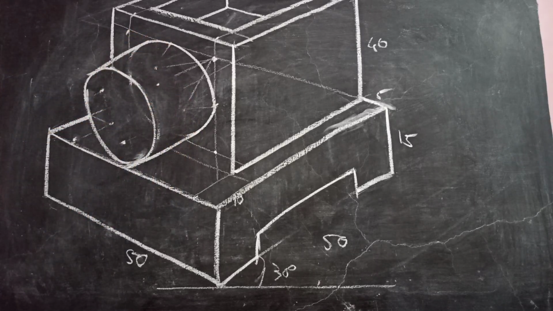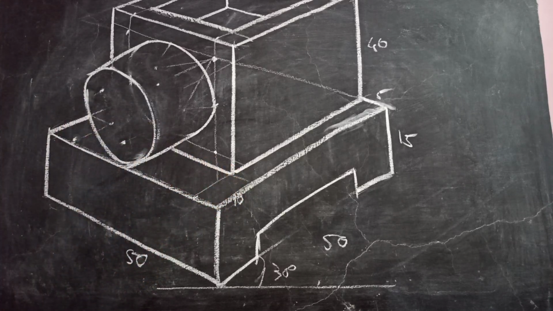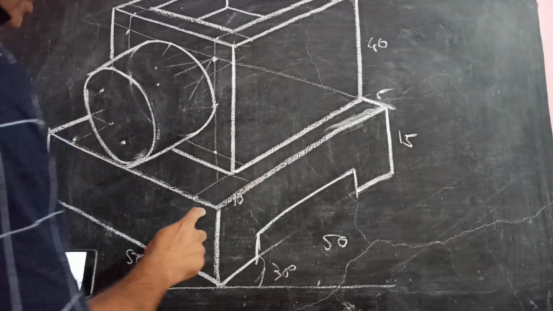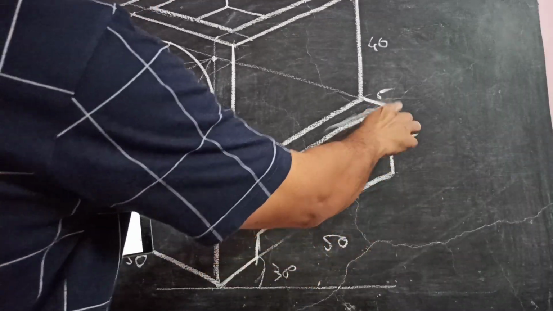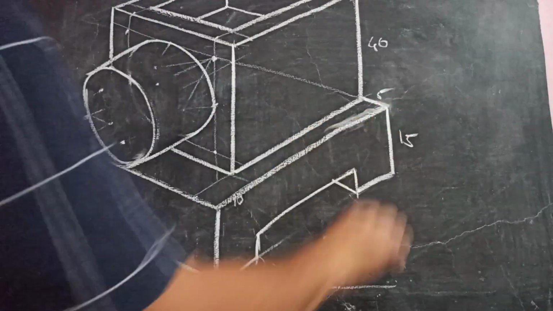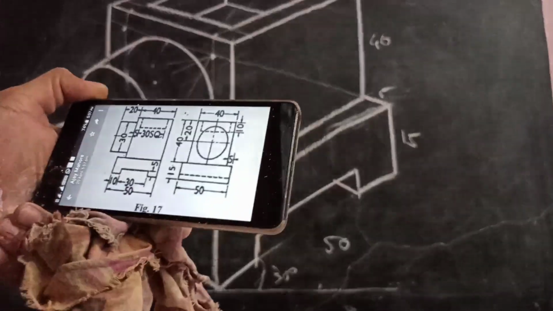So this is the diagram. So you can make this one dark. So it is the isometric, and one line parallel to this from here, or parallel to this one. So this is the diagram, or the isometric, of this one.